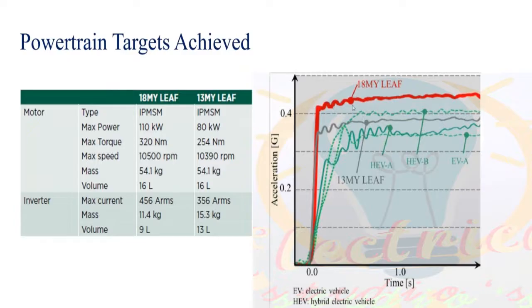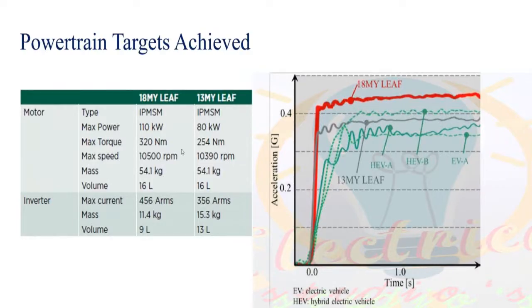Not only acceleration capability, the torque ripple nature was also stabilized more compared to the previous generation motors. At the same time, you can see that the previous generation motor was weighing somewhere around 15.3 kilograms, whereas the new generation PMSM motor they designed was just 11.4 kilograms. And look at the current value. The previous generation PMSM motor developed by Nissan was only able to handle 356 ampere of current, whereas the new generation was able to handle 456 ampere current.